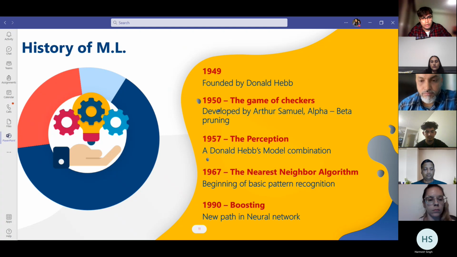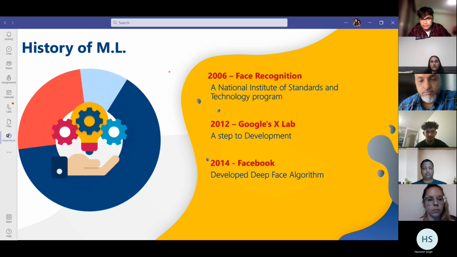Coming on to 2006, the Face Recognition Grand Challenge, a National Institute of Standards and Technology program, evaluated the popular face recognition algorithms of the time. So 3D face scans, iris images, and high-resolution face images were tested. Their findings suggested the new algorithms were 10 times more accurate than facial recognition algorithms from 2002 and 100 times more accurate than those from 1995.